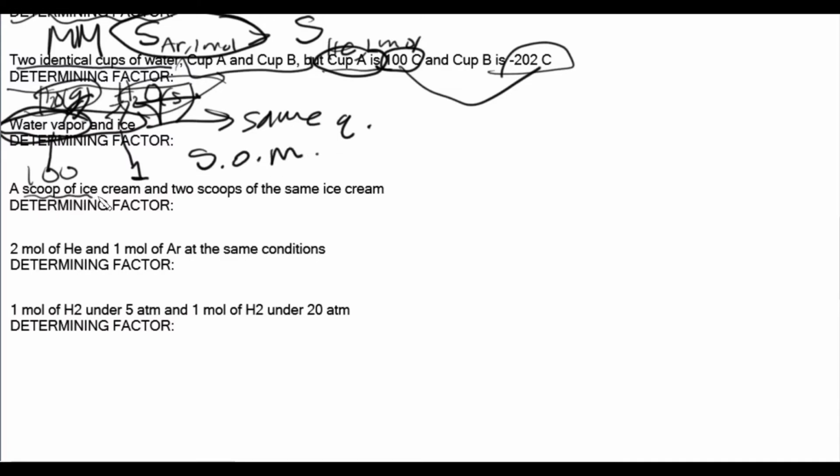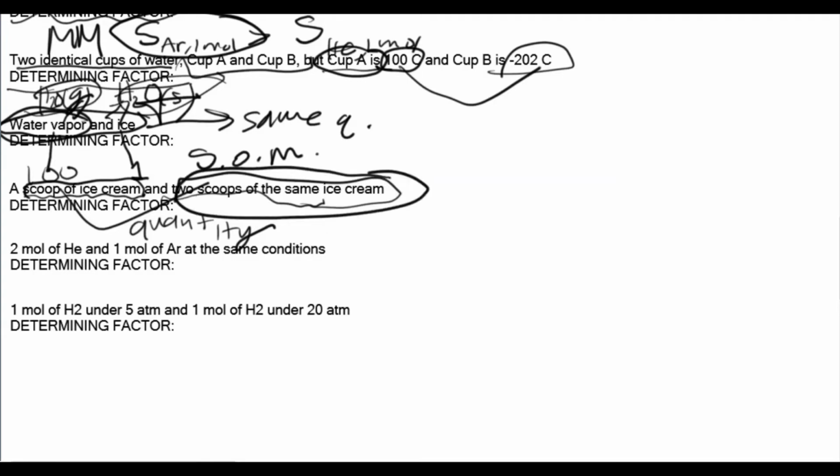Now let's compare a scoop of ice cream versus 2 scoops of the same ice cream. Everything kept constant except for quantity. So quantity will be our determining factor. And guess what? The more stuff, the higher the entropy. So guess what? 2 scoops of ice cream will have the higher entropy of the two. Let's go on to the next question.